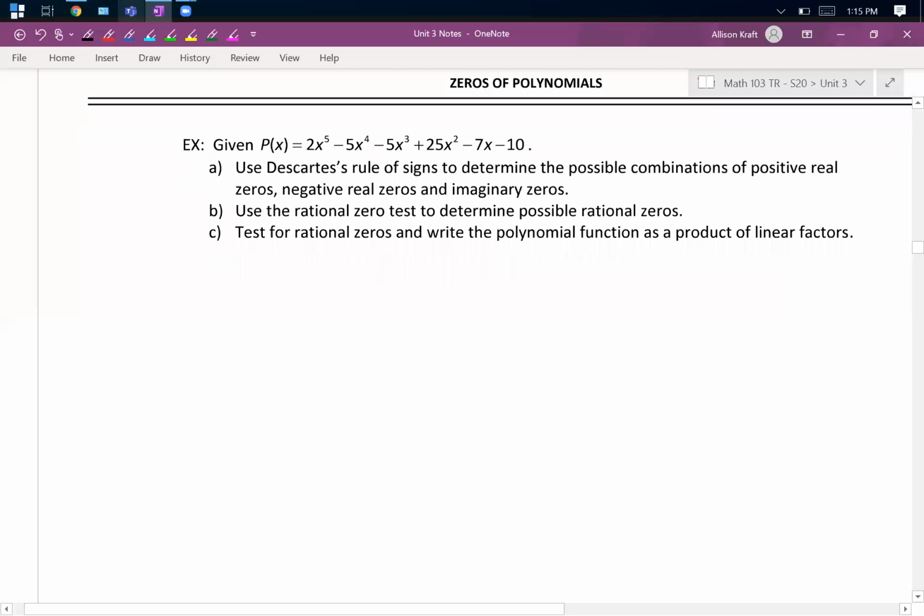All right. First thing we're working on is our chart. I hope that heading's okay. Positive real, negative real, complex. If you need to write out the words for right now, then I would encourage you to do that.